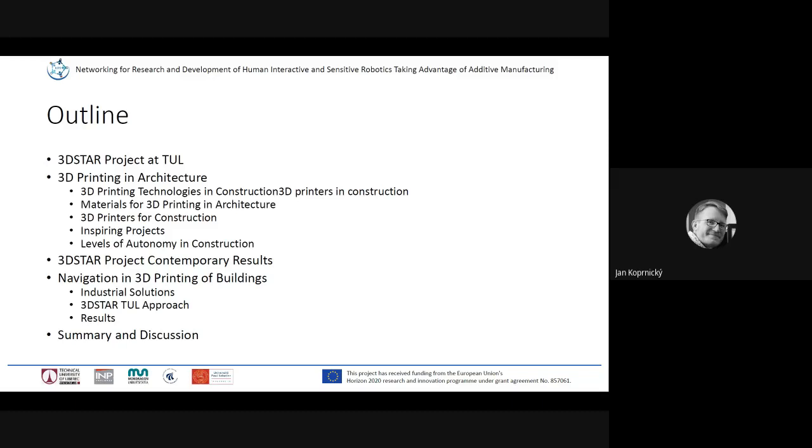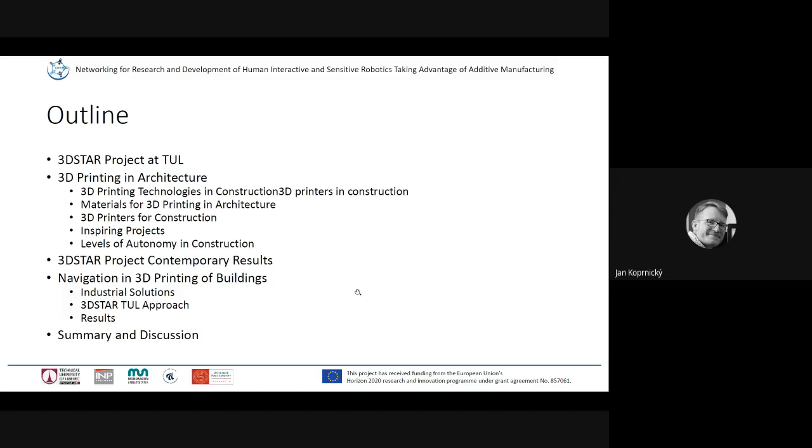Then we change our roles with my colleague Dr. Hubka, and he will present the topic navigation in 3D printing of buildings. So this is our research part in the frame of this project. After his presentation is coming summary and discussion.